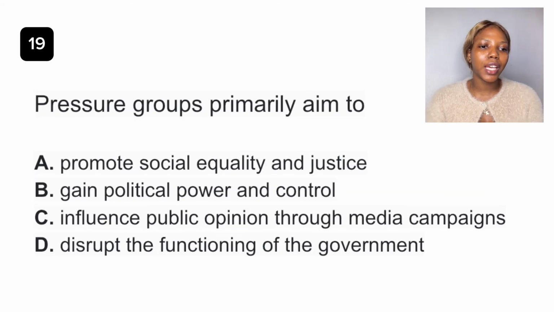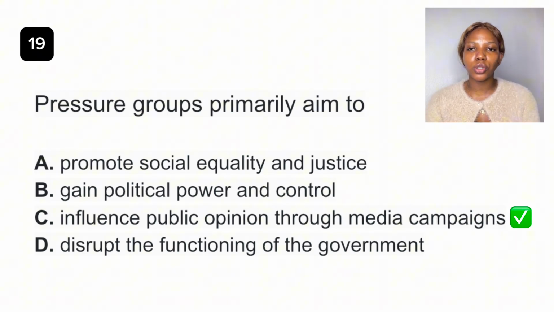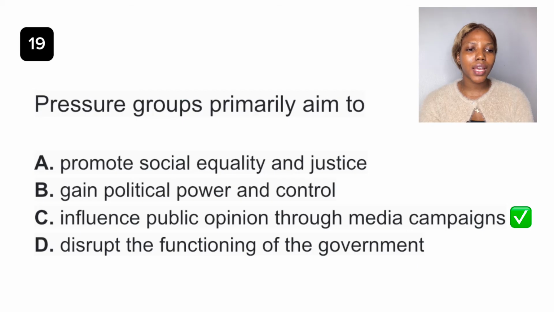Pressure groups primarily aim to dash. The answer to this question is option C, influence public opinion through media campaigns. The main aim of a pressure group is to influence government policy and to influence public opinion towards a particular cause, and they achieve this objective through the mass media, through TV, radio stations, social media, and every other media platform or channel. To say promote social equality and justice is not entirely the pressure group's aim, because pressure groups represent different interests. It could be business related, economic interest, labor interest, anything. Some may focus on social justice, but that's not their main aim.